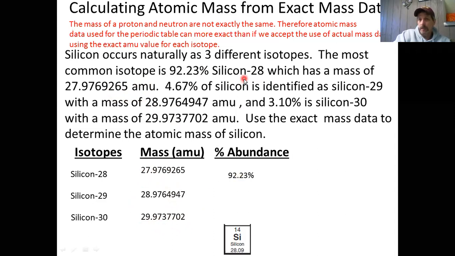92%, the most common isotope, silicon 28. We'll look at the atomic mass for silicon is real close to 28. That's because 92% of those atoms are that isotope. 4.67%, silicon 29. 3.10%. If we add that up, that accounts for 100%.